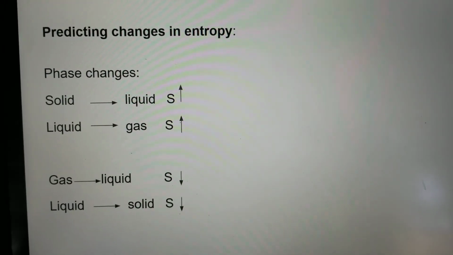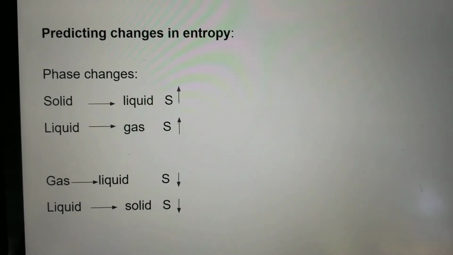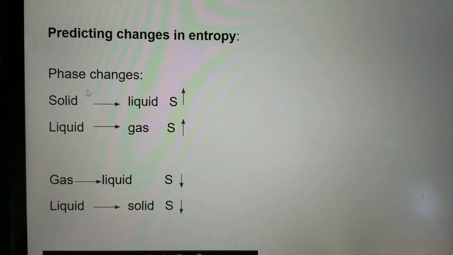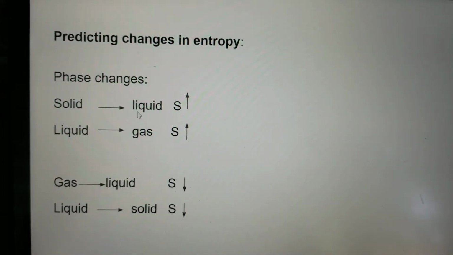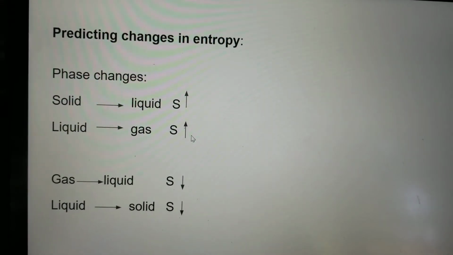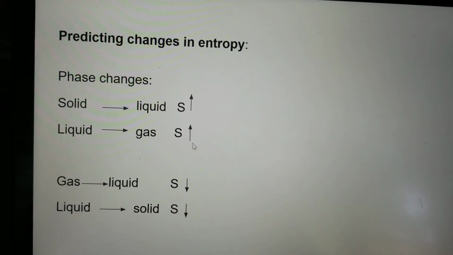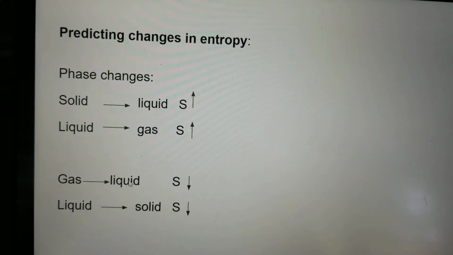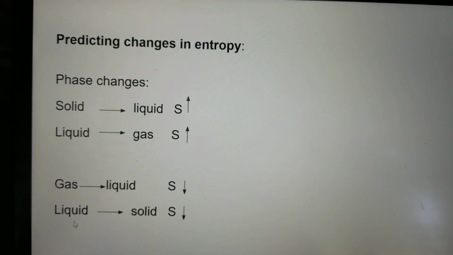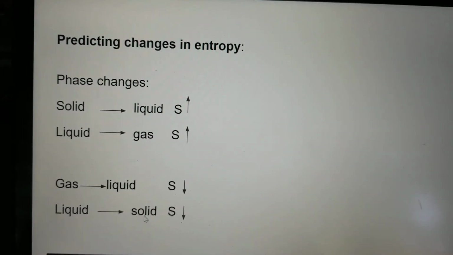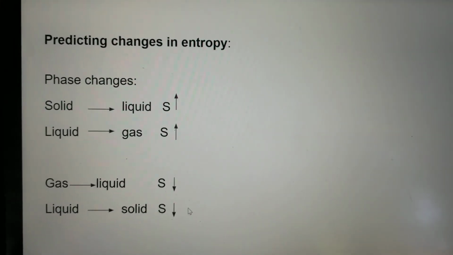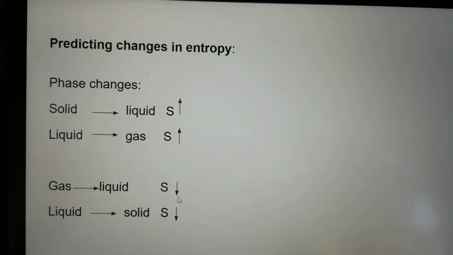So you can predict entropy changes by thinking about the process that's happening, which we just discussed. If there's a phase change, for example, a solid melting to a liquid or a liquid evaporating to a gas, both of those are going to have entropies that increase. The disorder is going to increase in that direction. If you're going in the opposite direction, a gas condensing to a liquid or a liquid solidifying, then those are going to have entropies that decrease because the order is going to increase.